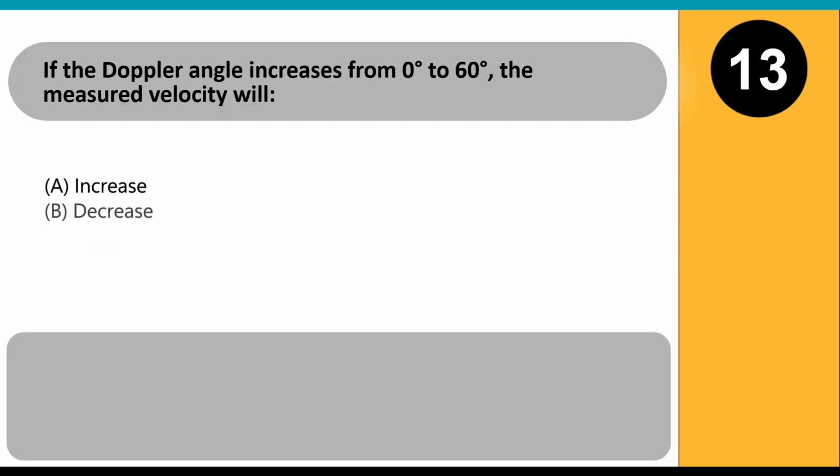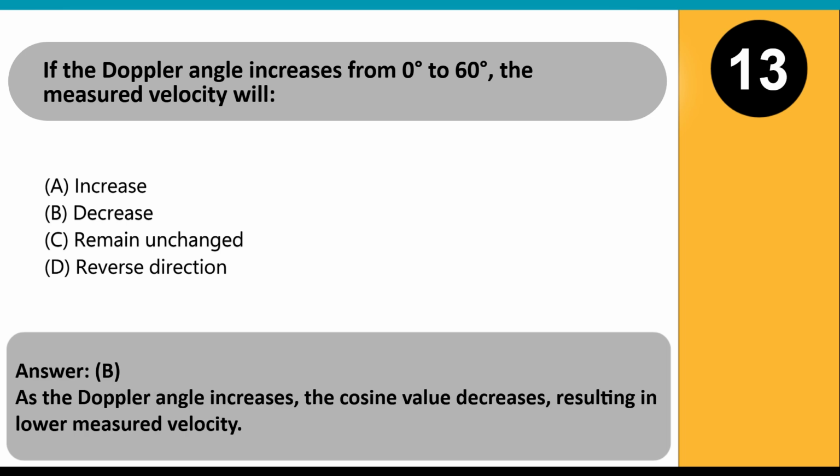If the Doppler angle increases from 0 degrees to 60 degrees, the measured velocity will A. Increase, B. Decrease, C. Remain unchanged, D. Reverse direction. Answer B. As the Doppler angle increases, the cosine value decreases, resulting in lower measured velocity.